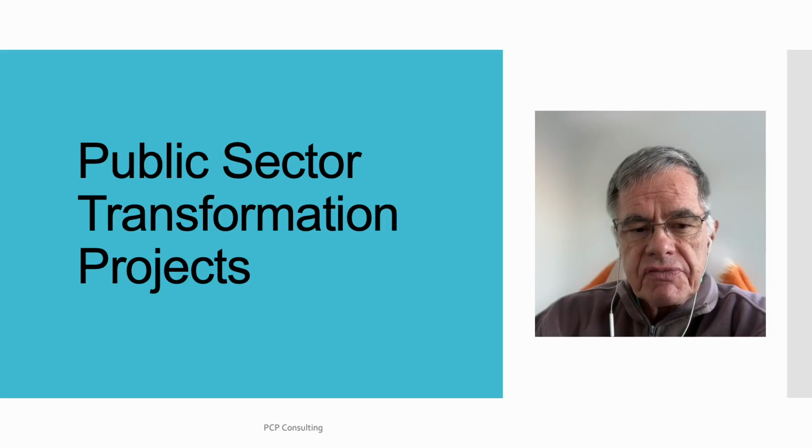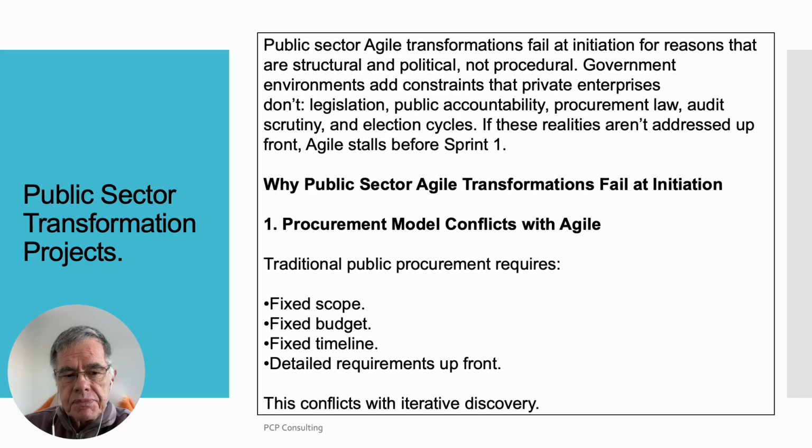Public sector transformation projects. Public sector agile transformations fail at initiation for reasons that are structural and political, not procedural. Government environments add constraints that private enterprises don't: legislation, public accountability, procurement law, audit scrutiny, and election cycles. If these realities aren't addressed upfront, agile stalls before sprint one.